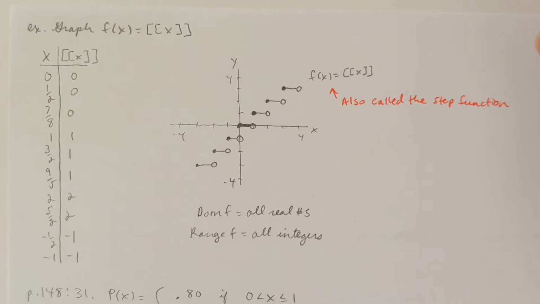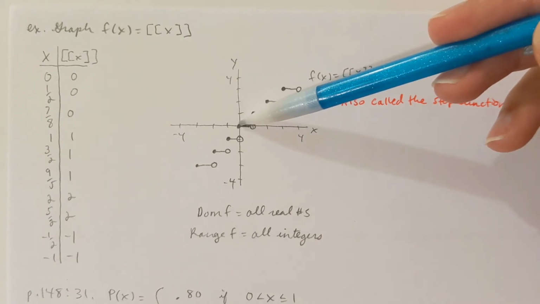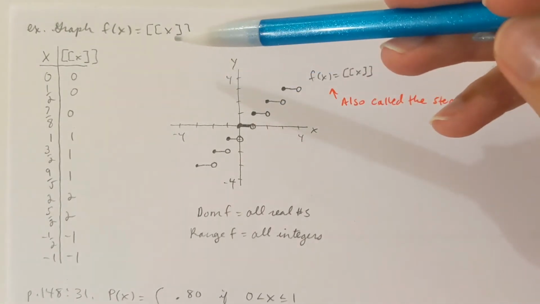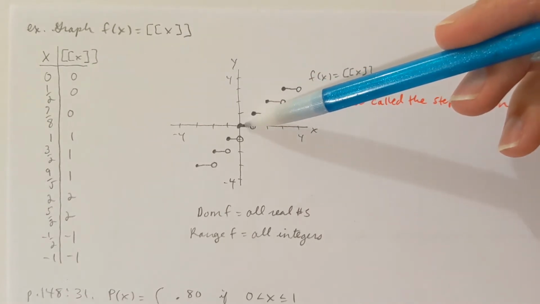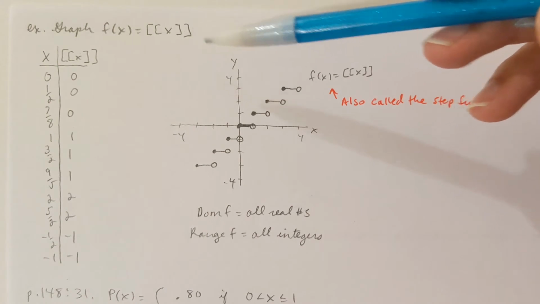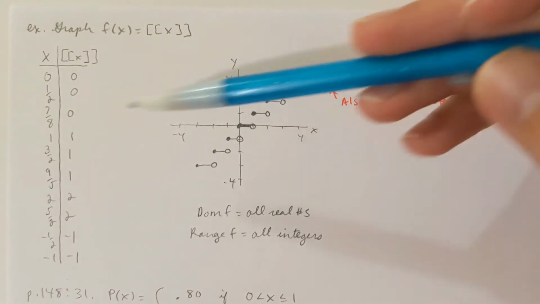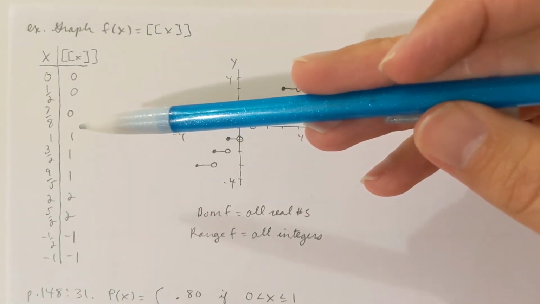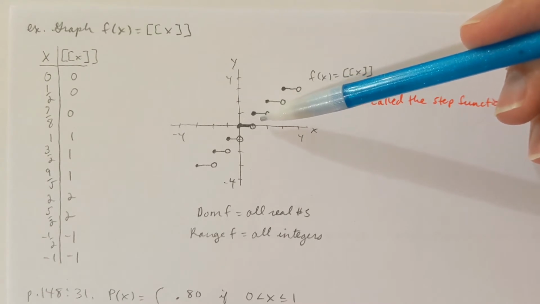Suppose that we want to graph f of x equals brackets x. Well, if I let x be 0, brackets 0 is 0. If I let x be 1/2, brackets 1/2 is 0. If I let x be 7/8, brackets 7/8 is 0. And if I let x be 1, 1 is an integer, so I get 1 coming out of that. Brackets 1 is 1.